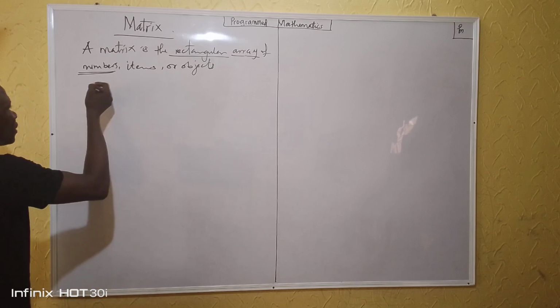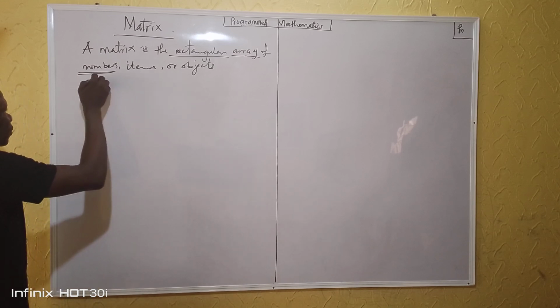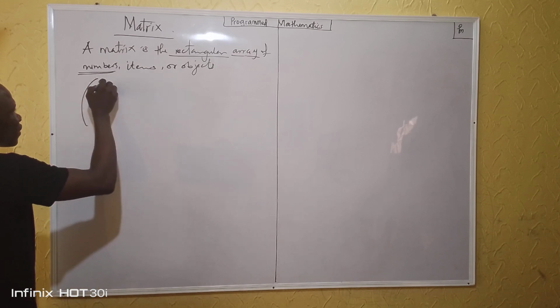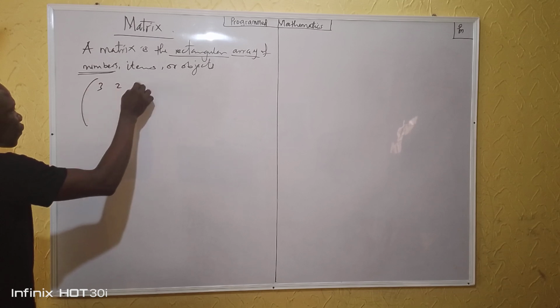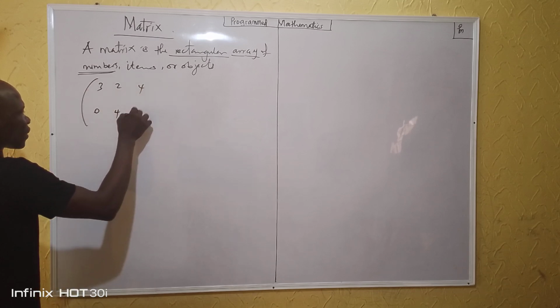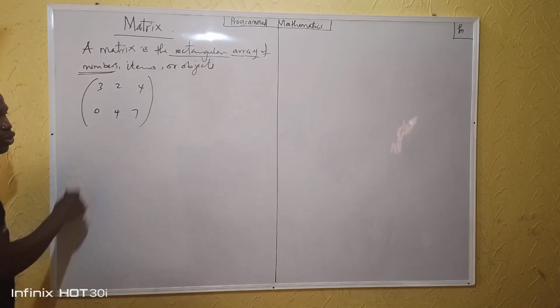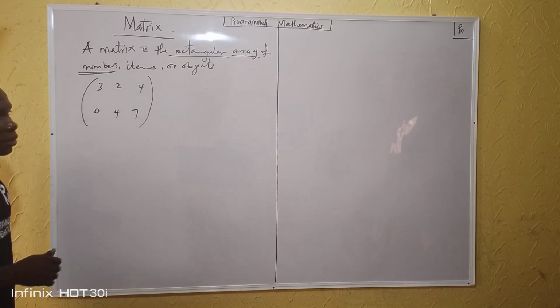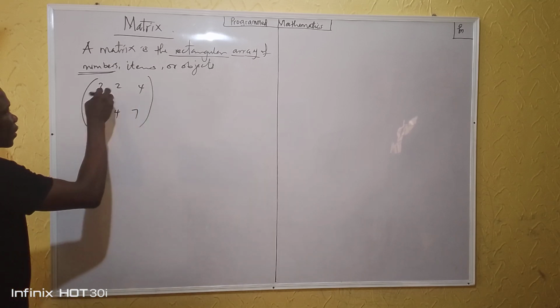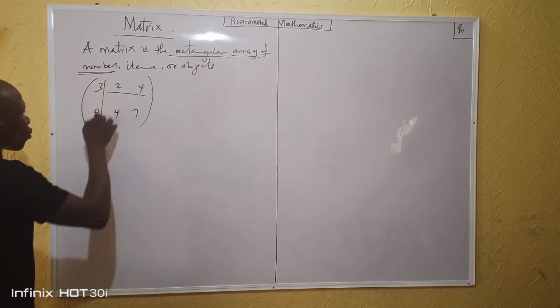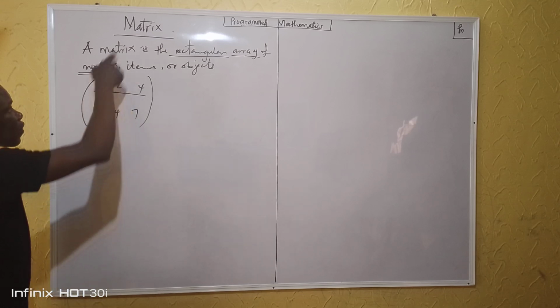Now in this case, if I have a matrix here, I can have this as a form of matrix: 3, 2, 4, 0, 4, let's say 7 here. This is called a matrix. The arrangement of these numbers in rows and in columns is what we refer to as what? A matrix here.